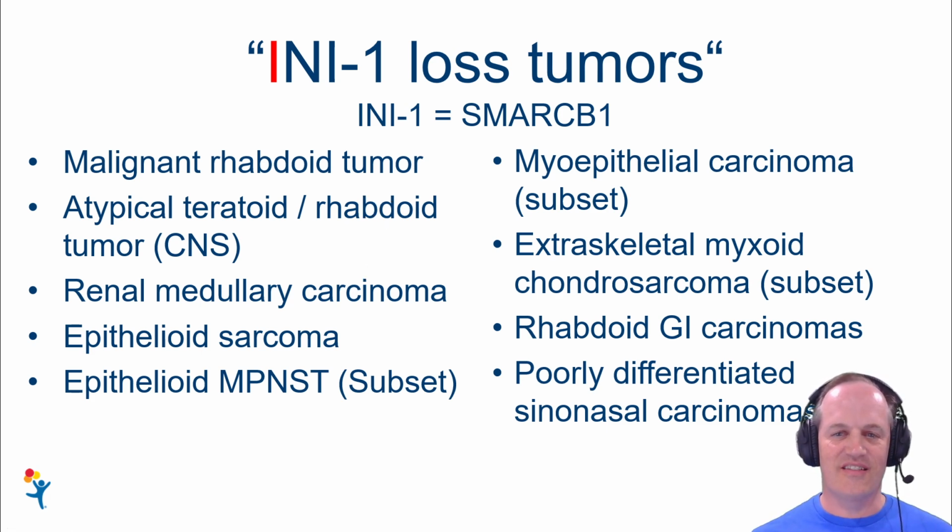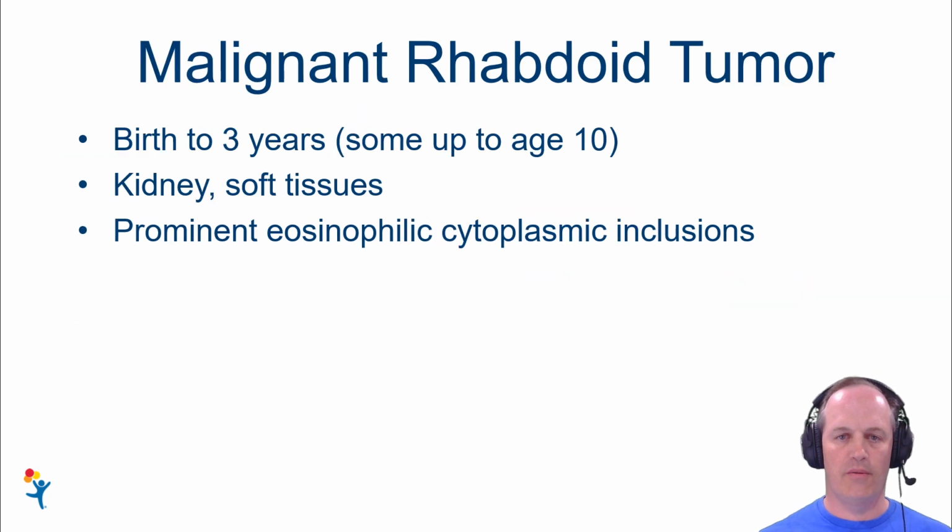ATRT is kind of the CNS cousin of malignant rhabdoid tumor. And then several other things can have INI1 loss, but they're not really histologically too similar to malignant rhabdoid tumor. So we'll talk a little bit about malignant rhabdoid tumor here.